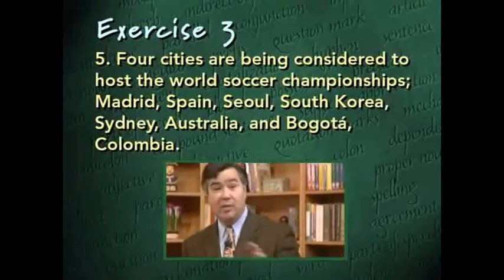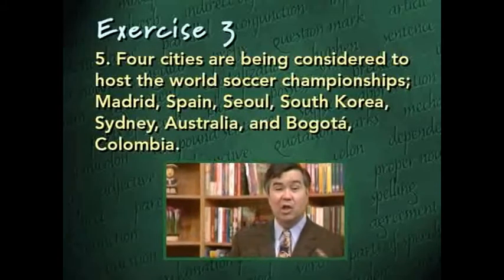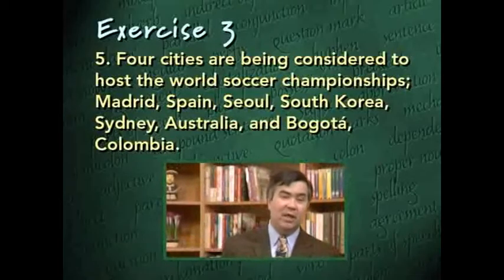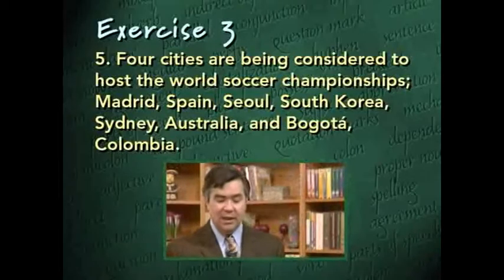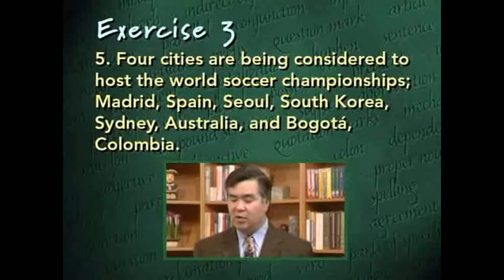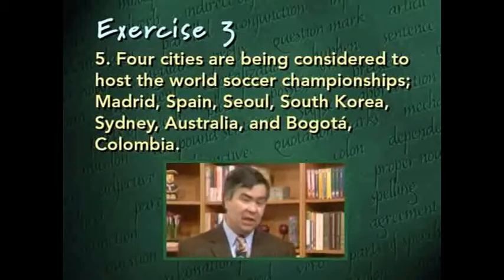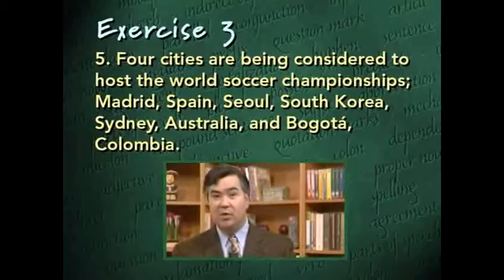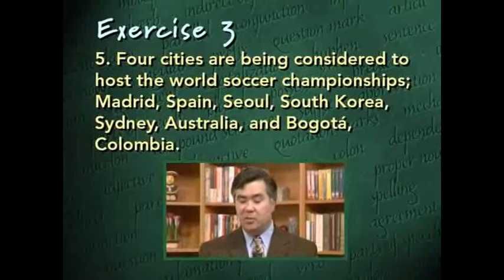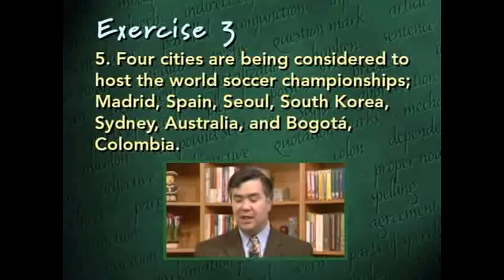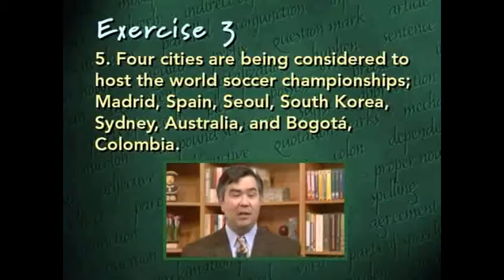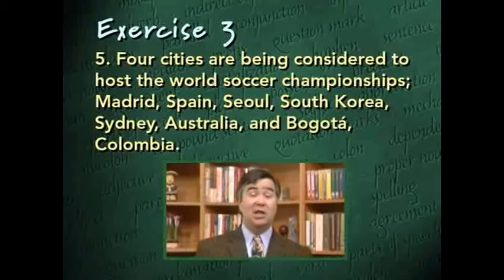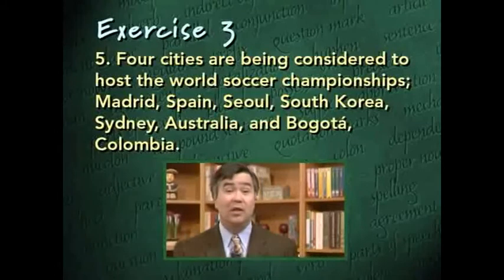Again, normally what appears on either side of the semicolon should be able to stand alone as a sentence. Let's check that out. What comes before the semicolon is "4 cities are being considered to host the World Soccer Championships." That could stand alone as a sentence, so that's fine. What follows the semicolon, however, is "Madrid, Spain, Seoul, South Korea, Sydney, Australia, and Bogota, Colombia." Could that stand alone as a sentence? No, it's clearly just a list. So the semicolon is being incorrectly used here.